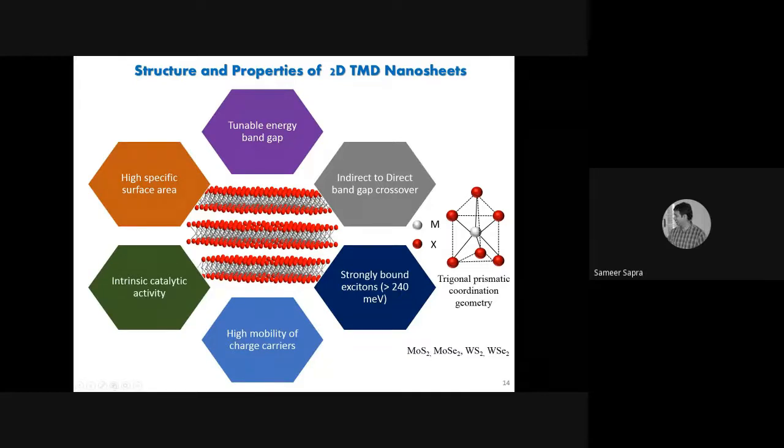So yeah, these are your layers, okay, separated by about 3 angstroms or so, van der Waals separation. And you have a lot of properties. One is the tunable energy band gap. I'll discuss that in slightly more detail by showing you some examples. And there's an indirect to direct band gap crossover, excitons, which are very, very strongly bound, and that's why you can observe them. Mobility is very high. Again, we'll see some examples where we can use these to our advantage. And we have a high specific surface area, and therefore associated with it a very high catalytic activity, or the catalysis happens to be on the surface.